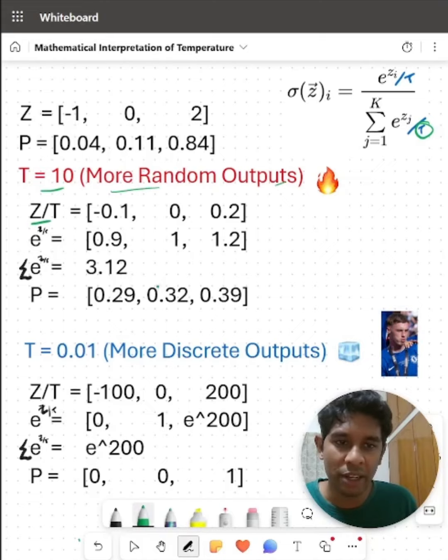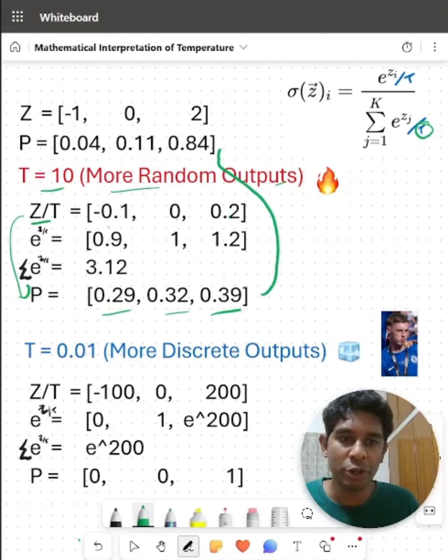First, we take the z by T values here, and we're getting -0.1, 0, and 0.2. With these values, if I calculate the probability, this is the probability distribution again: 0.29, 0.32, and 0.39. If you compare this probability distribution with the original probability distribution, this one is more uniform, right, than the original probability distribution. Now let's consider the opposite case where T is equal to 0.01.